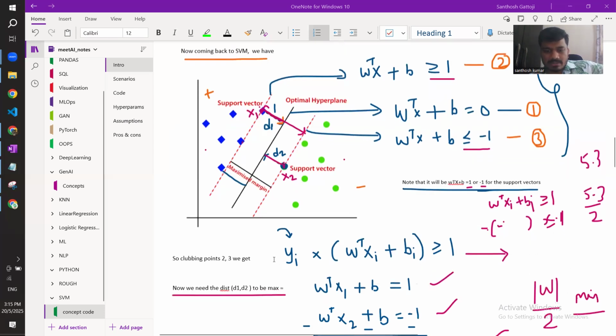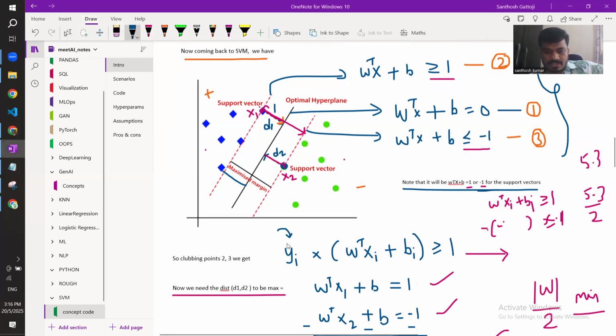Then after that, instead of having two equations, we multiplied with the actual label: yi into the equation of the line is greater than or equal to 1. So clubbing equations 2 and 3, we have only a single equation. For the positive class, this becomes W transpose X plus B greater than 1. For the negative class, when you multiply with minus, this becomes less than or equal to -1. So clubbing 2 and 3, you got this equation, which represents our planes. Earlier, equation 2 and equation 3 were separately representing the two planes.